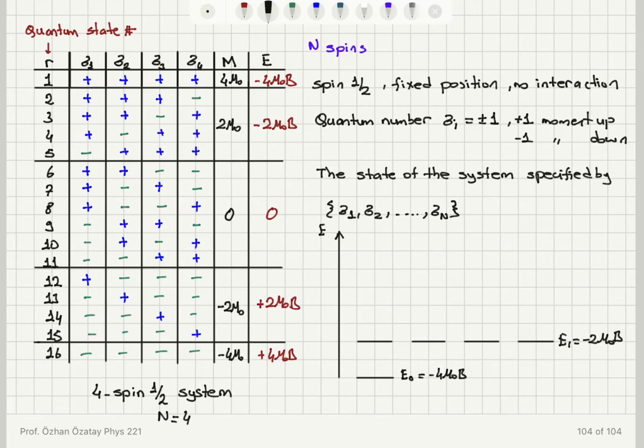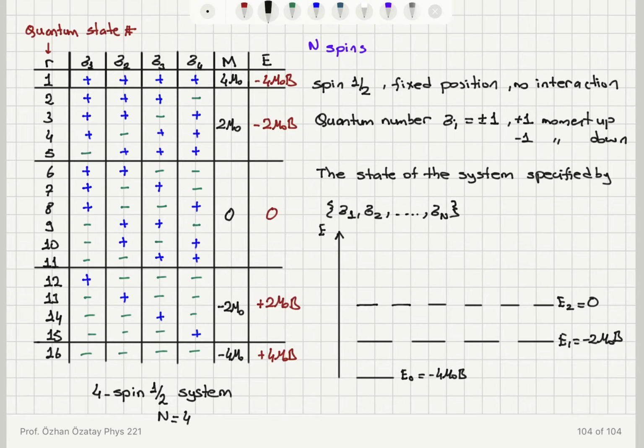And when I move on to the next possible higher energy state, I have quantum state numbers 6, 7, 8, 9, 10, and 11 corresponding to this scenario. Here I have 6 possibilities. So here is 1, here is 2, here is 3, 4, 5, 6, giving me a total energy of 0. Once again, it's a degenerate state because I have 6 states corresponding to the same energy level.